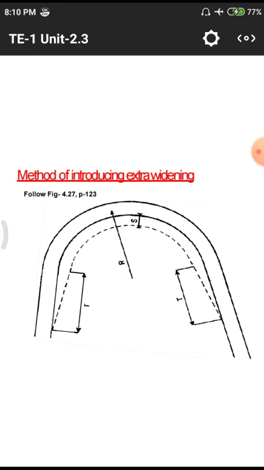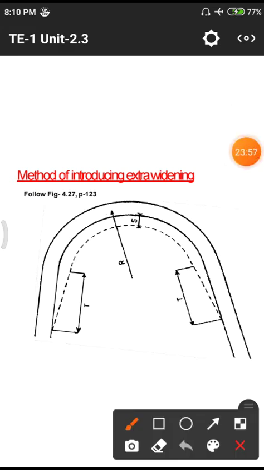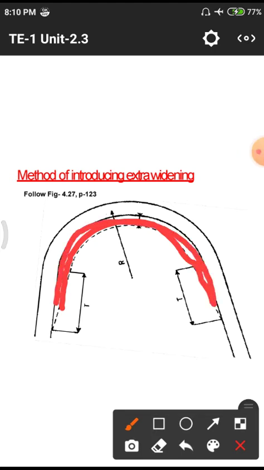Okay, you have a better idea. The dotted portion represents the extra widening. All this is the dotted portion. I reddened some portion. The reddened portion will be the extra widening portion, which is prescribed for that particular radius, related to the radius of the curve.